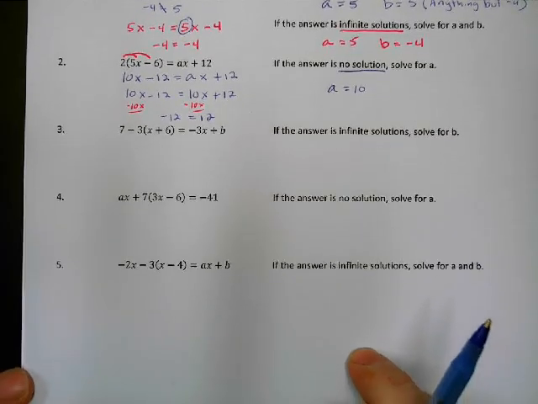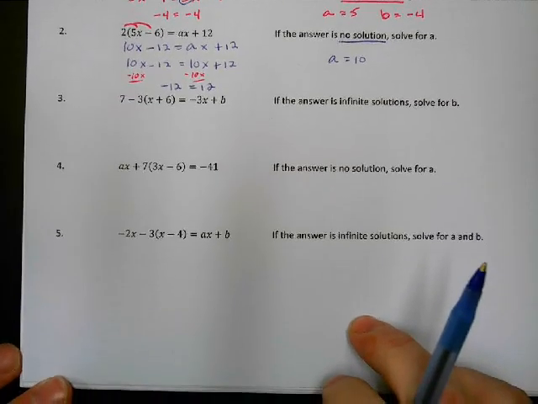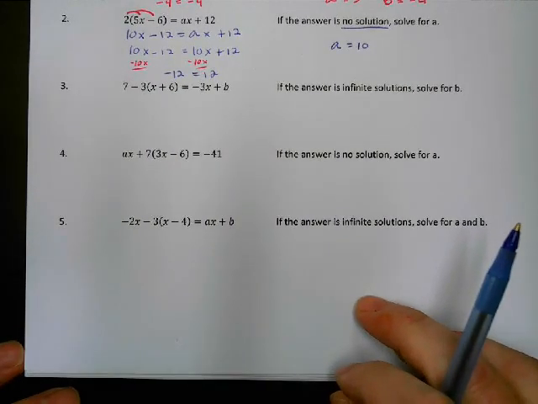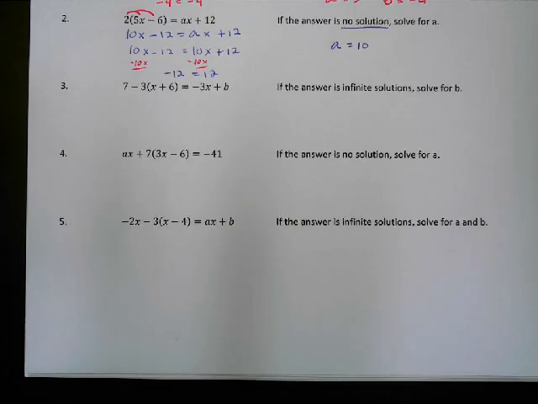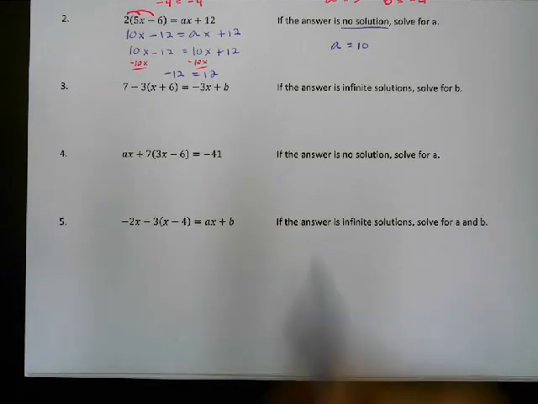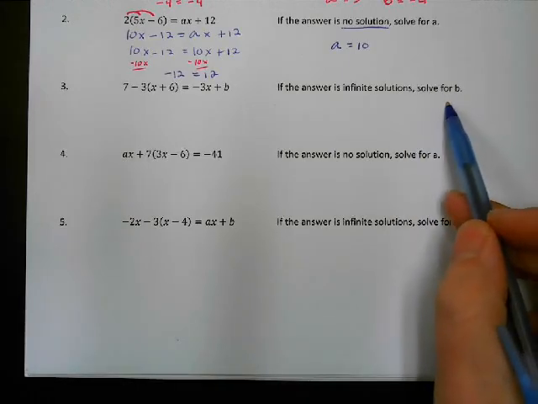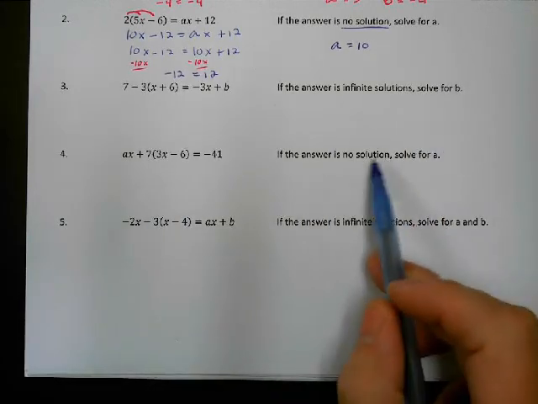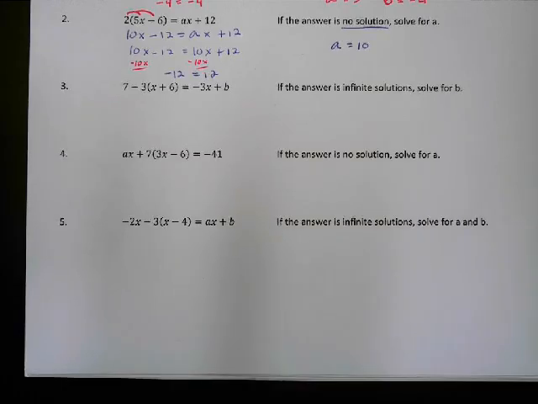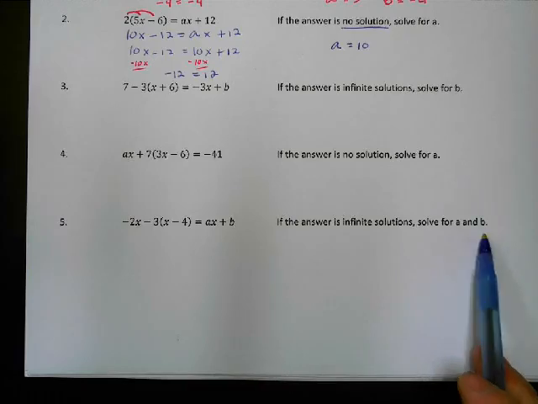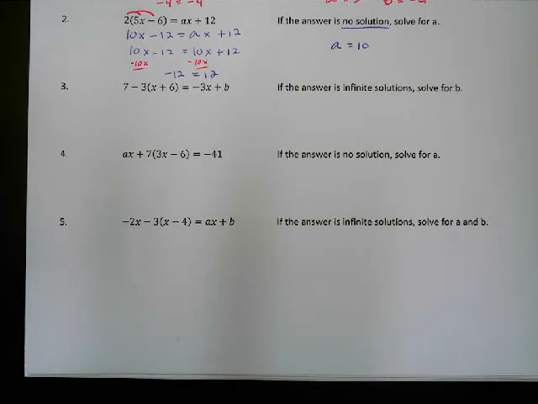And if you're working on this on your own, or maybe you're in another class, or maybe you're absent today or sick or whatever, and you're trying to keep up with the notes, try out the next 3. On number 3, infinite solutions, solve for b. Number 4, the answer is no solution, solve for a. And on this last one, we want infinite solutions. We want to know what a and b are going to be. All right, so you could pause it right here, try it out on your own, and then you can check your answers. So pause.